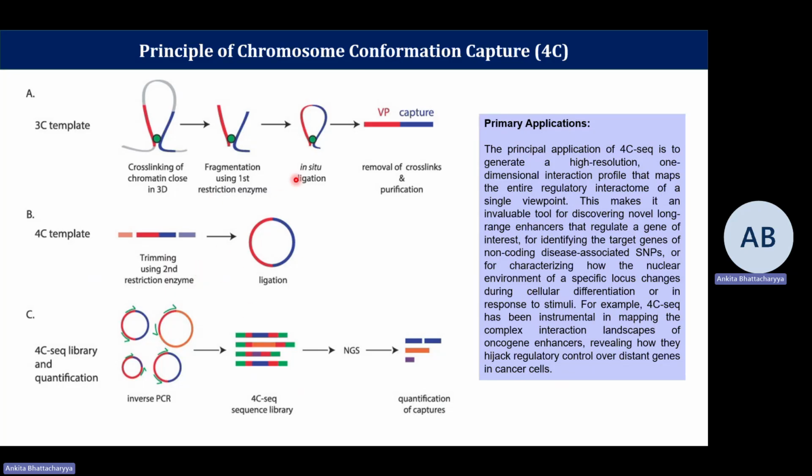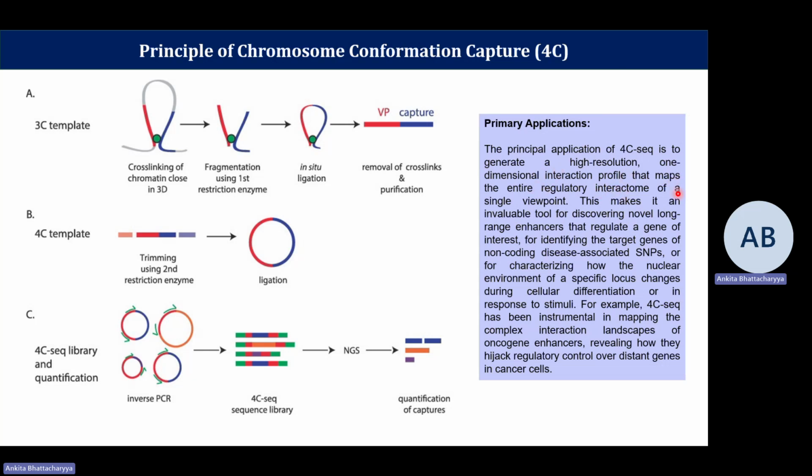Then you ligate it among itself so that it becomes circular in nature. You create a library of this form where you can perform inverse PCR using primers which are able to bind to a known sequence, your bait sequence, and then proceed with the amplification step. You generate a library of such fragments, subject it to NGS, and quantify what captures have been obtained to get an idea that these are regions which are close to each other, and that the 3D conformation of the chromatin has brought regions from these two loci close to each other.